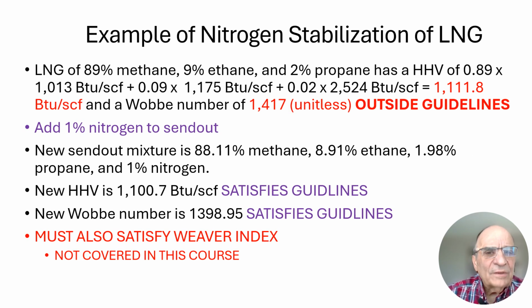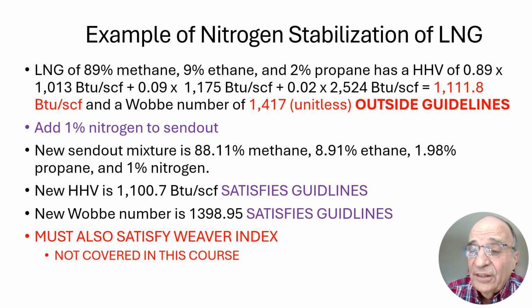Here I give you an example of nitrogen stabilization. I'm starting off with a mixture of LNG that is 89% methane, 9% ethane, and 2% propane. It has a higher heating value, which is computed as shown here: 0.89 times its heating value, that's methane, 0.09 times ethane's heating value, 0.02 times propane's heating value, for a total heating value of 1,111.8 BTU per standard cubic foot.